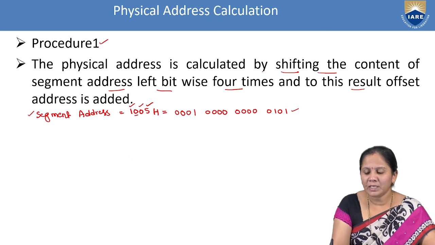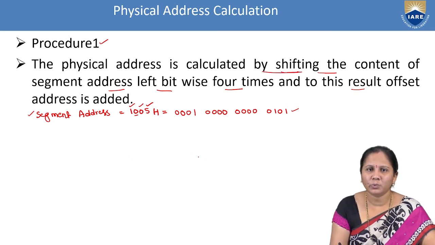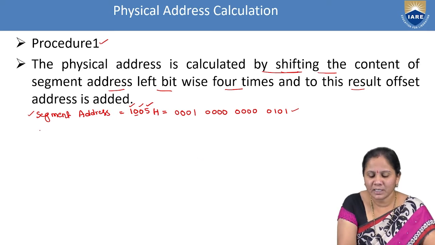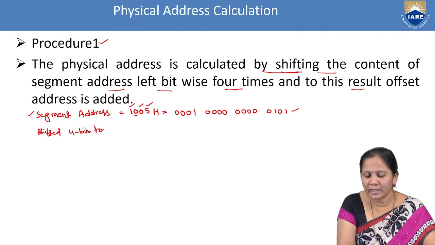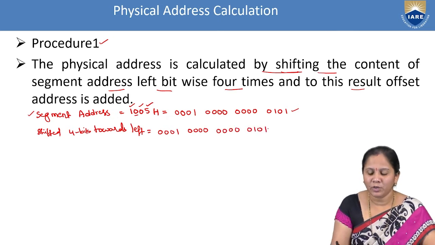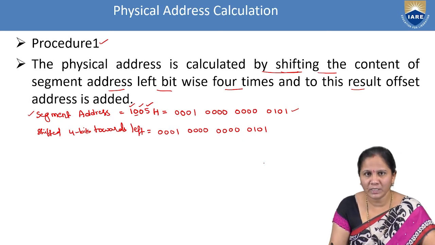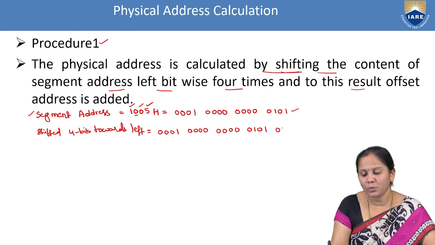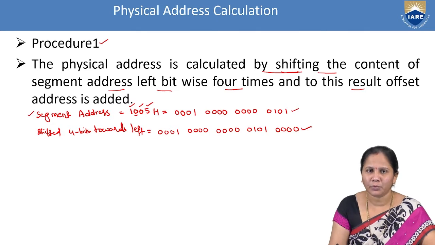Next, this segment address should be shifted 4 bits towards the left. If the segment address is shifted 4 bits towards the left, these 4 bits will be here, next comes the next 4 bits, and the next 4 bits are 0000, and the next 4 bits are 0101. If this data is shifted towards the left by 4 bits, at the LSB side you will have 4 vacant bits. Those 4 vacant bits will be filled with 0.